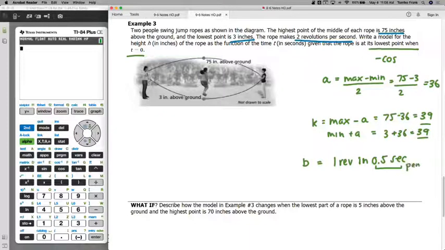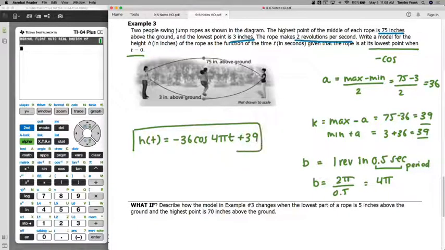That becomes the period. So the frequency then is just 2 pi divided by the period. So we are looking at 4 pi for our frequency. All right, put it all together. The height of the jump rope in terms of time is equal to negative 36, that's our amplitude, times the negative cosine of our frequency, 4 pi t, and then the sinusoidal axis shifted up 39. That is the final answer.